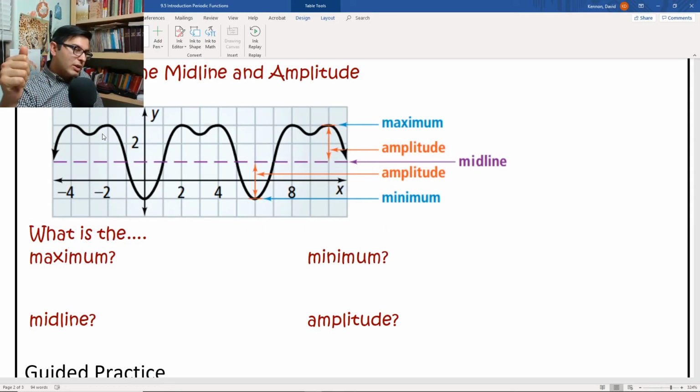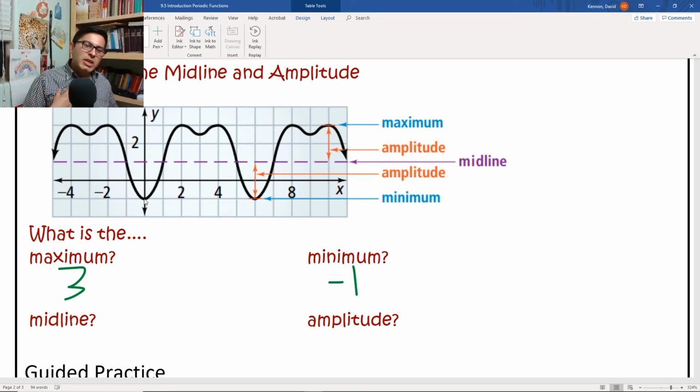Now here we have a graph, and a lot of things are already labeled for you, but just look at the graph itself. And we want to ask ourselves, what is the maximum? And that's just going to be the maximum y value. As you can see, it keeps on getting up to 3, but then it starts dropping back down again, then getting up to 3, and then dropping back down again. So this maximum is going to be 3. What is the minimum? Where does it get down to? Well, it goes all the way down to -1, but it doesn't get much lower than that. So we're going to say -1.